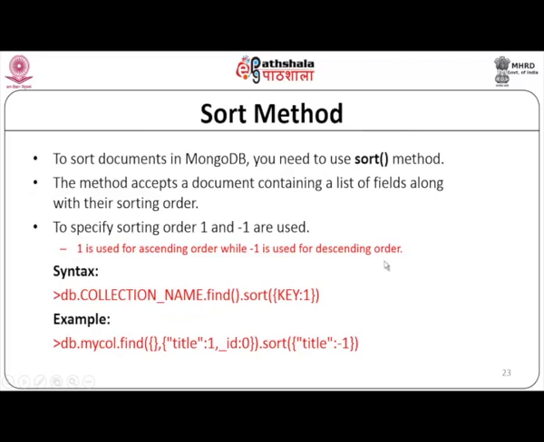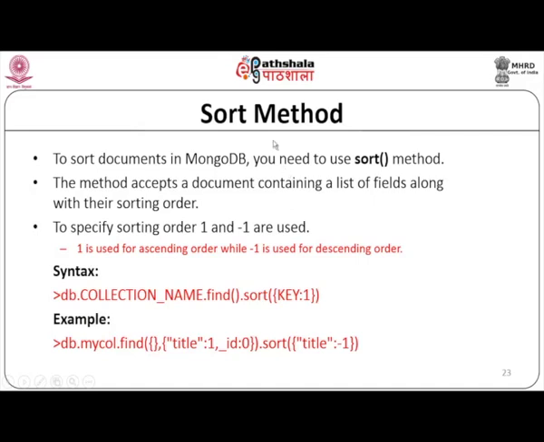The next important method is the sort method. Sorting is very essential in all database environments, so in MongoDB also you have a method called sort. This method accepts documents containing a list of fields that may be sorted in some order. The order is indicated using a value of 1 or -1. If it is 1, then it is displayed in ascending order. If it is -1, then it is displayed in descending order.